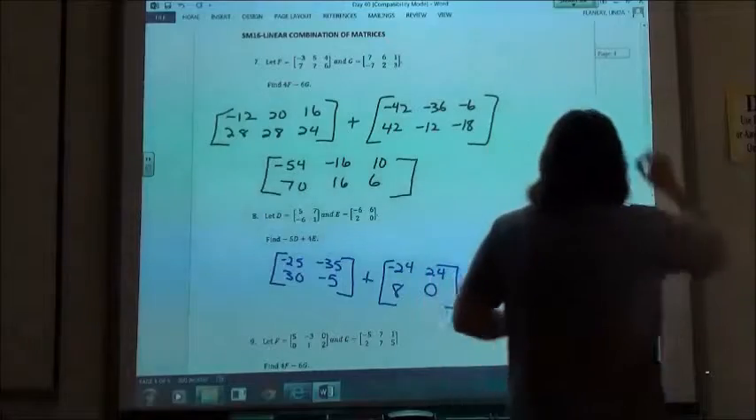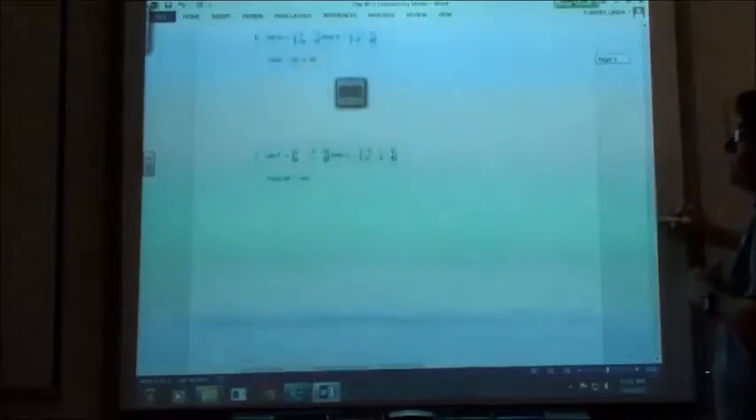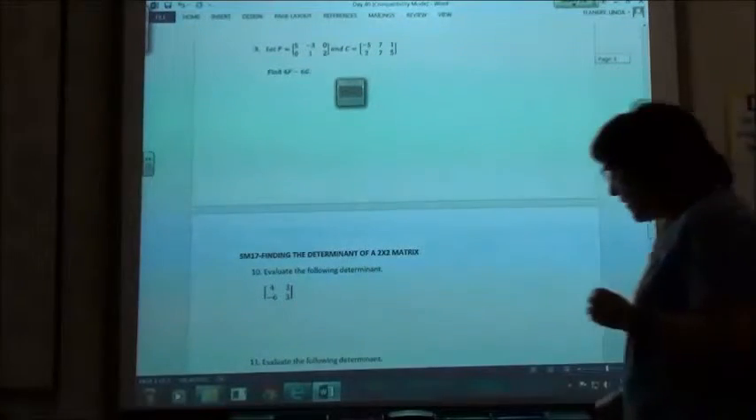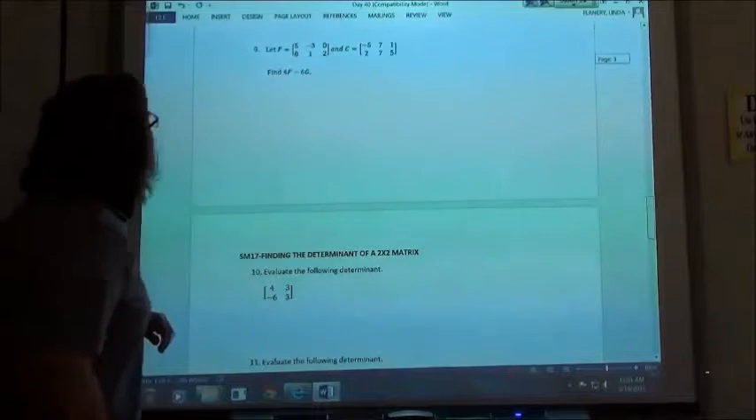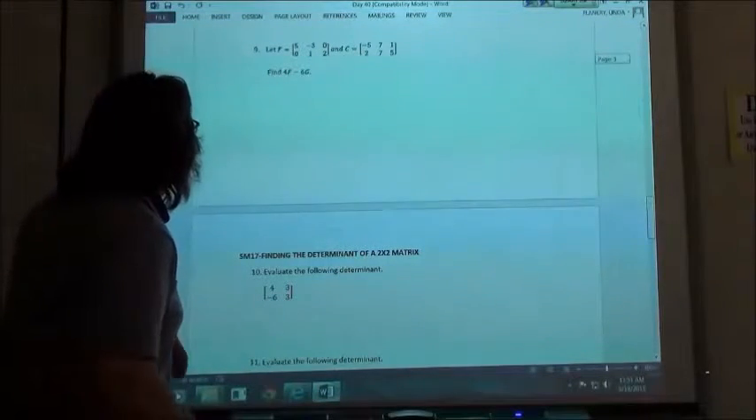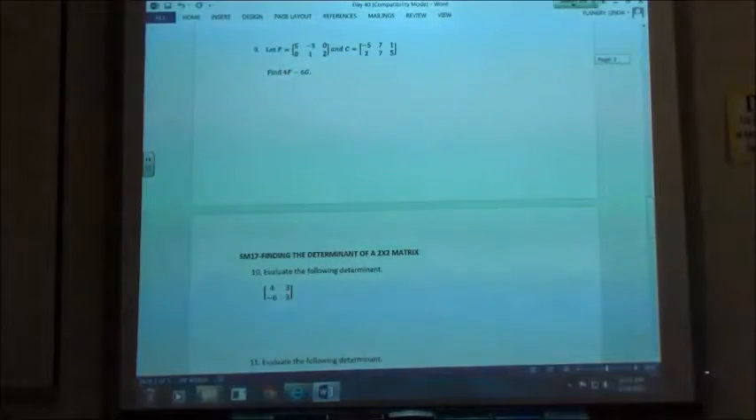One more of those for number 9. We're going to take 4 times our F matrix, negative 6 times our, that's supposed to be a G or a C. One says G and one says C, it looks like. We'll fix the typo before we continue on.